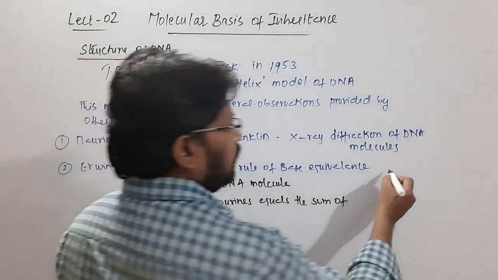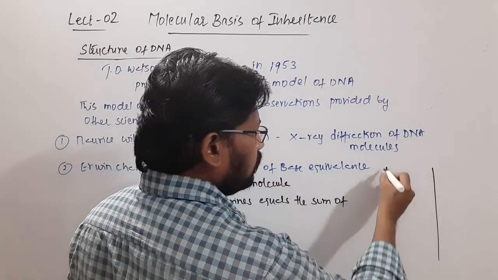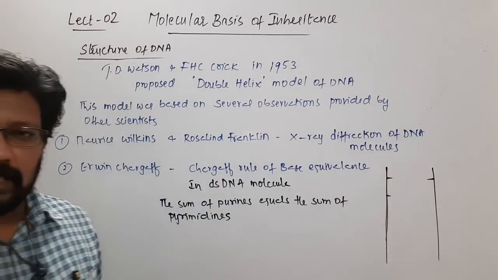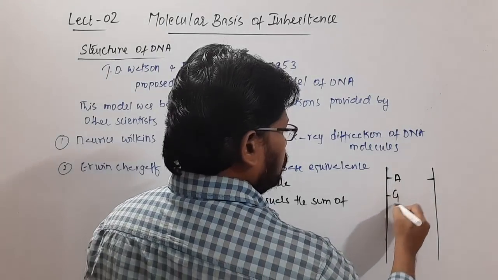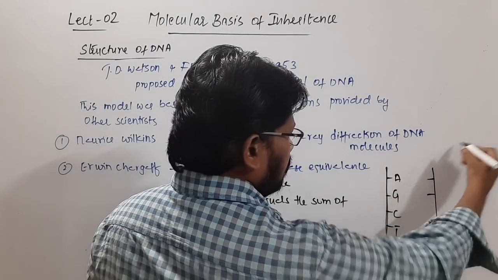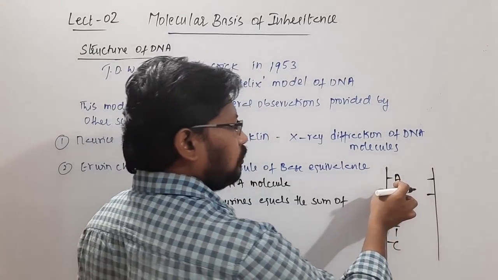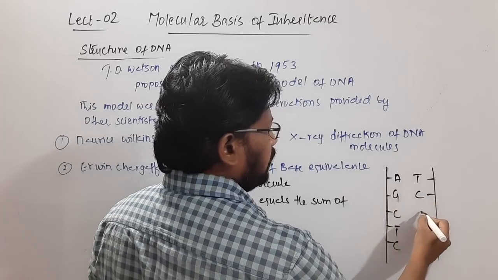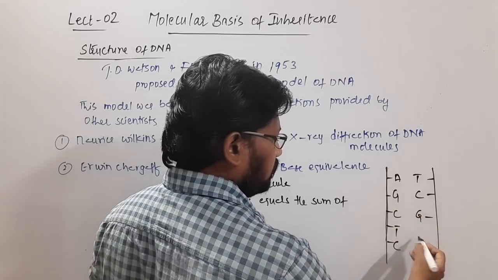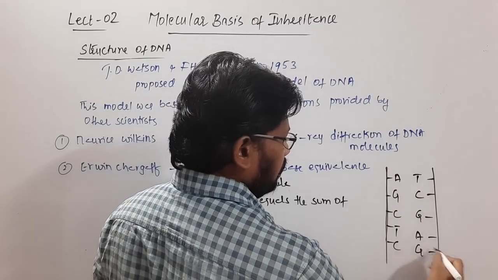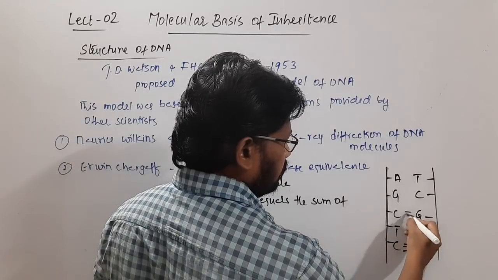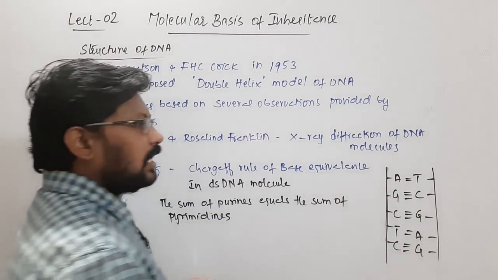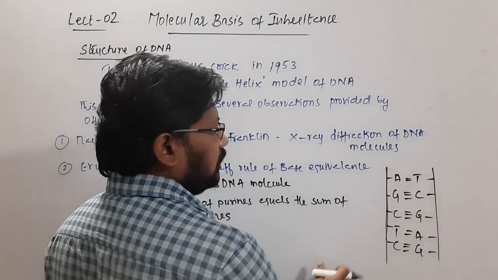So let's take a double-stranded DNA molecule to understand it. Of course, shortly I'm going to discuss this double-stranded DNA molecule in detail. So here A, G, C, T. In the last session I told you that adenine always pairs with thymine, guanine pairs with cytosine, and vice versa. I also told you that adenine pairs with thymine with 2 hydrogen bonds, and guanine pairs with cytosine with 3 hydrogen bonds.